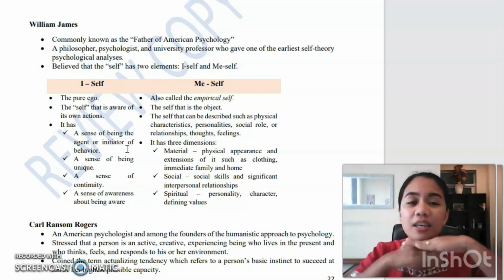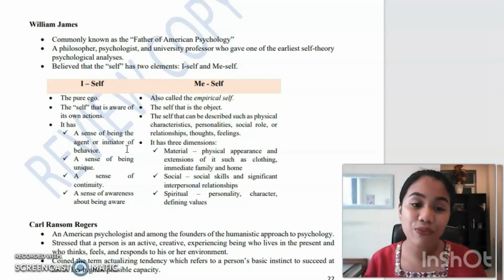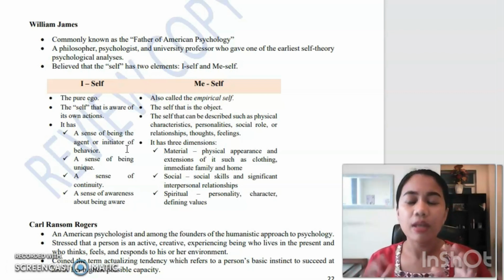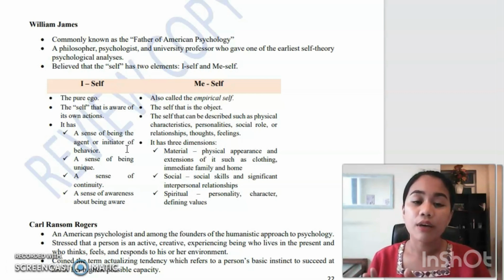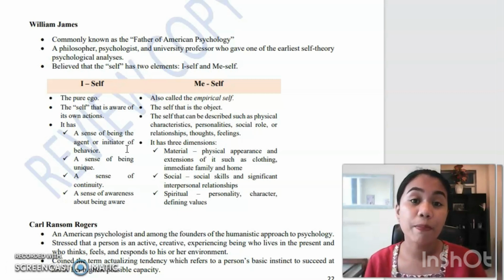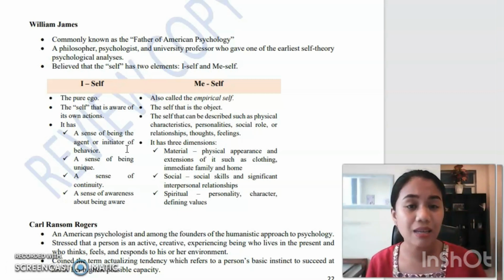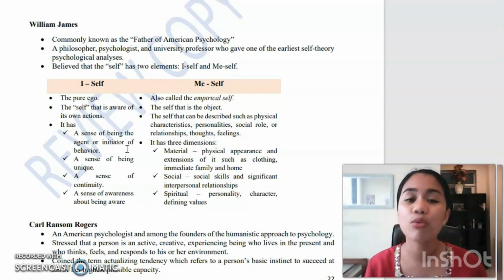Ang me self, no? Si I self, muto siyang awareness into our own actions, katong tig-desisyon, si I self, no? So, me self has three dimensions. First, the material or the physical appearance and extension, such as clothing, immediate family, and all. That's the material dimension of the me self. No, the material kani magunitan nimo, makita nimo, mahawiran nimo, masimhot nimo.